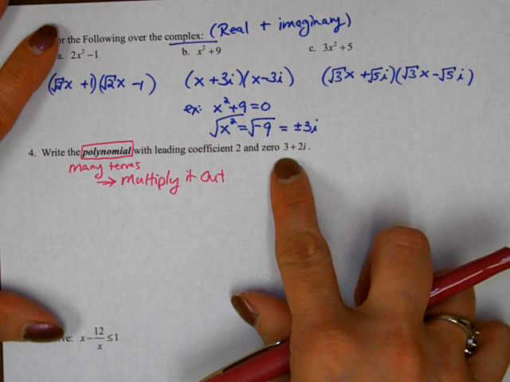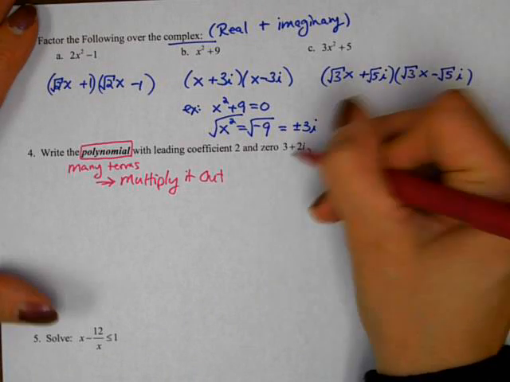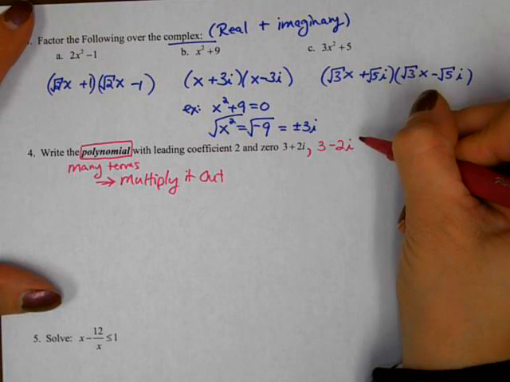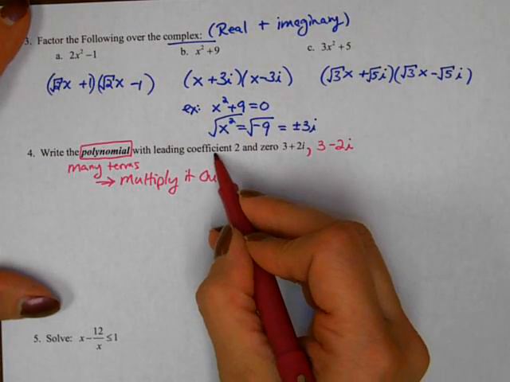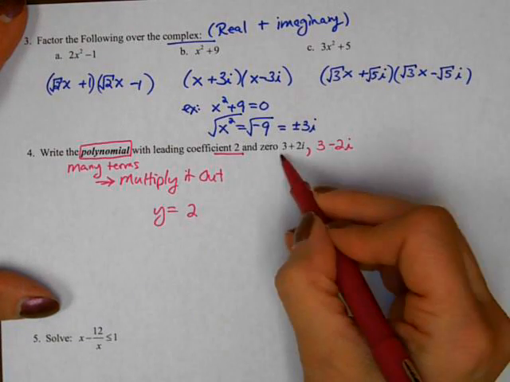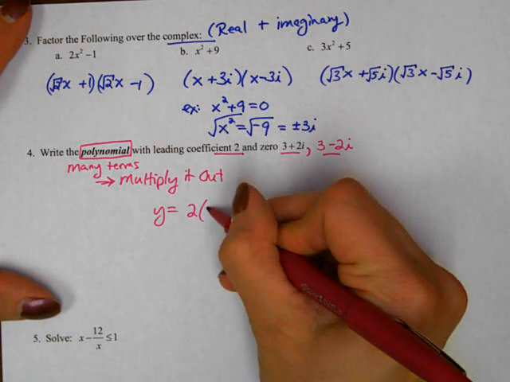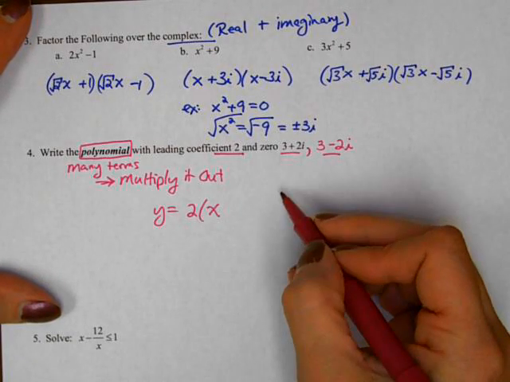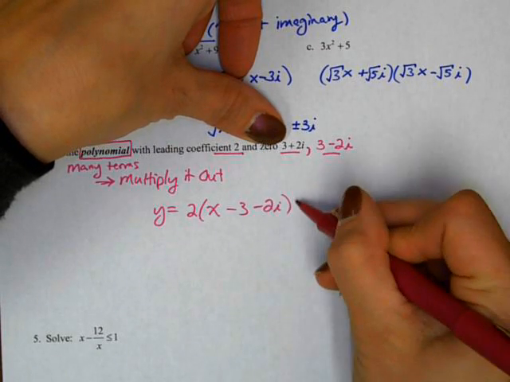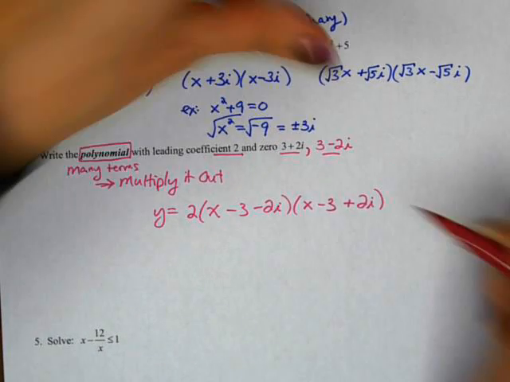The first thing I'm going to do here, when it says 3 plus 2i, you need to add on another one. Buy one, get one free. I actually told you that there's also 3 minus 2i. So the leading coefficient is 2, so y equals 2. And I've told you 2 zeros, so there's only going to be a degree of 2. You have to make sure that you change: x minus 3 minus 2i, x minus 3 plus 2i.